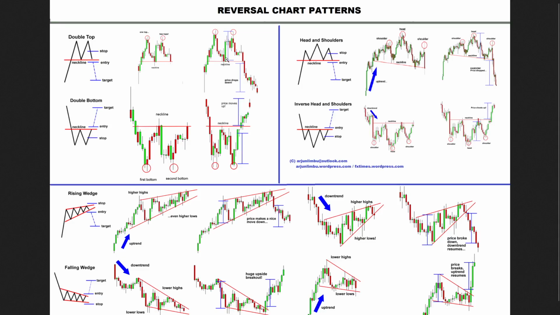If the neckline plays through, then this is exactly what happens. A lot of times it comes down to the neckline and bounces back up again, so you have to be very cautious when it gets right down to that level.